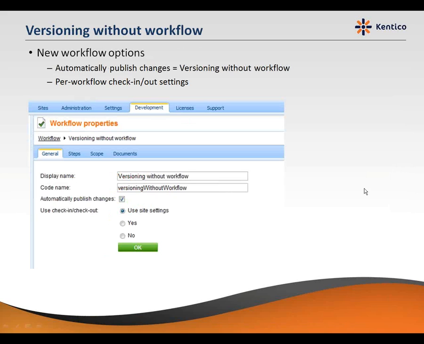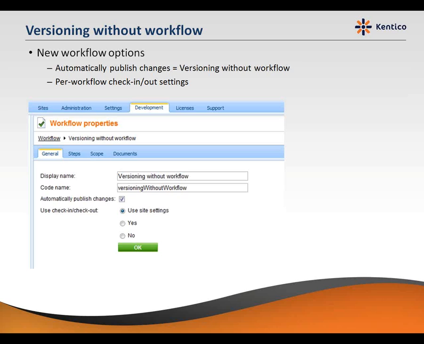Okay, last topic, versioning without workflow. There are two new options at each workflow's properties. The first option, which basically provides us with the functionality that is the topic, is the setting of the workflow called automatically publish changes. This setting basically does what it says. It means when anybody saves the document, it is immediately published. The workflow is still applied, but the person doesn't need to take care of publishing the document, approving the document, or things like that.